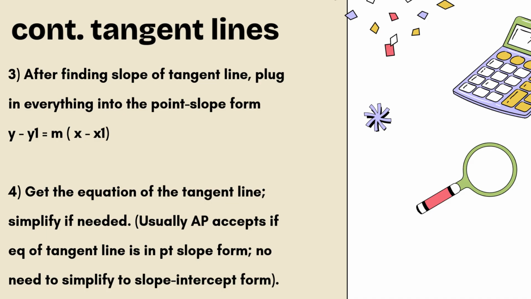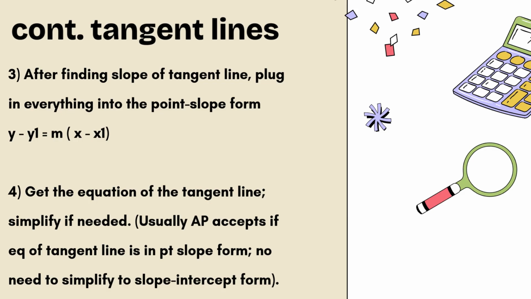After finding the slope of the tangent line m, you plug in everything you have into the point slope form equation, which is y minus y1 is equal to m times x minus x1. This point slope form equation is really important to remember, because for anything in relation to tangent lines that they'll ask, you will need to understand, memorize, and apply this equation.